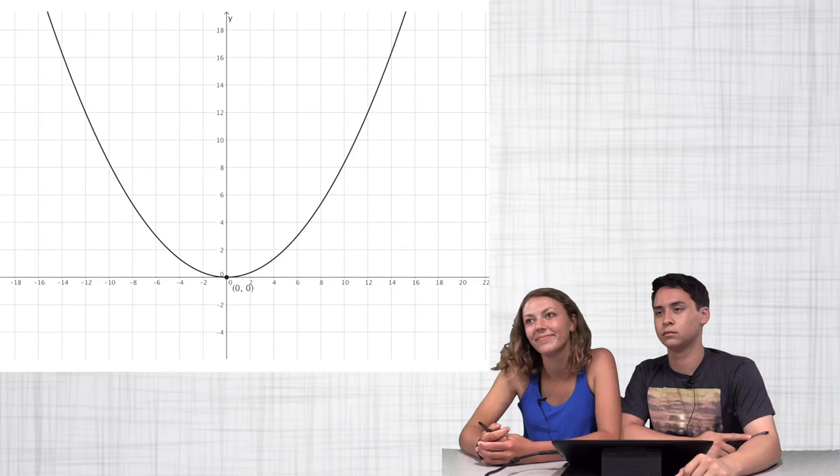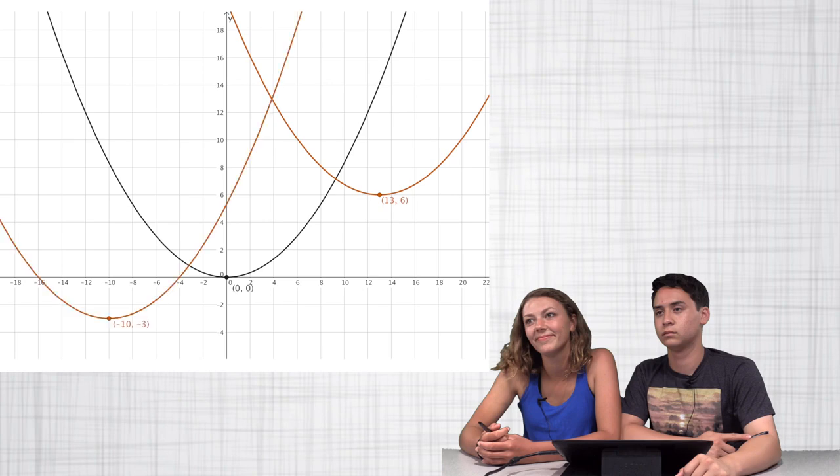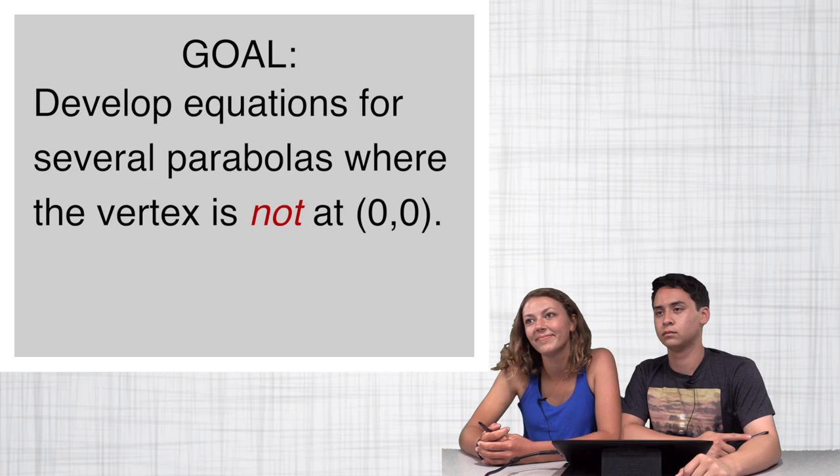In the previous lessons, Sasha and Keoni worked with parabolas that had their vertex at the origin. In this lesson, they see what happens when the parabola is moved to other parts of the coordinate grid and has a different vertex. The goal of this lesson is to develop equations for several different parabolas where the vertex is not at the origin. But first, Sasha and Keoni use an applet to see how they can translate, or move, a parabola.